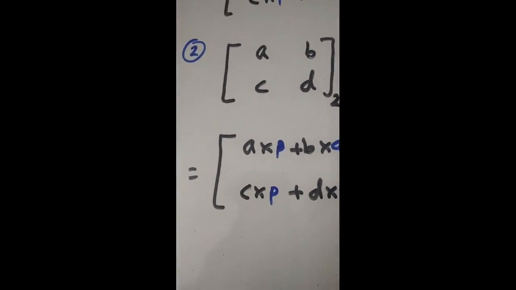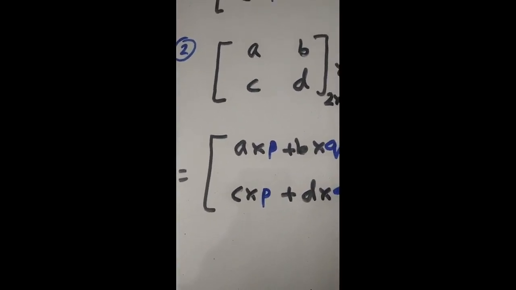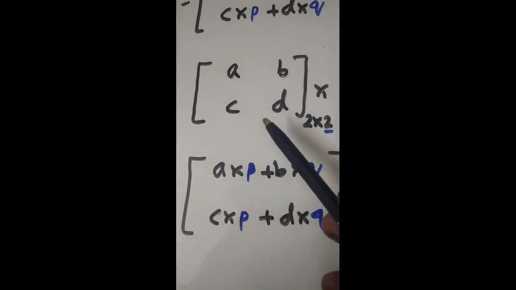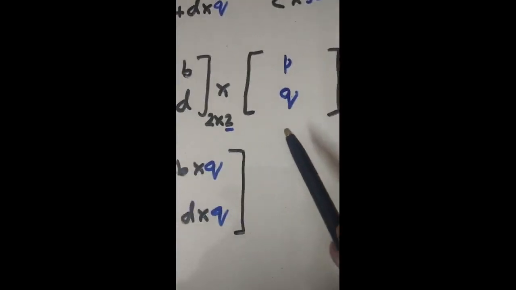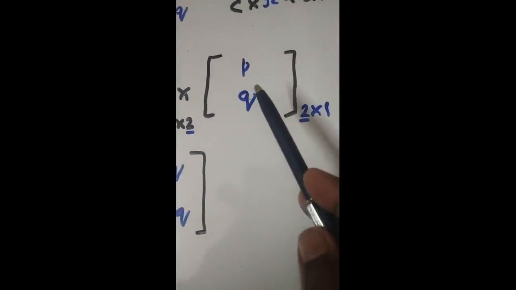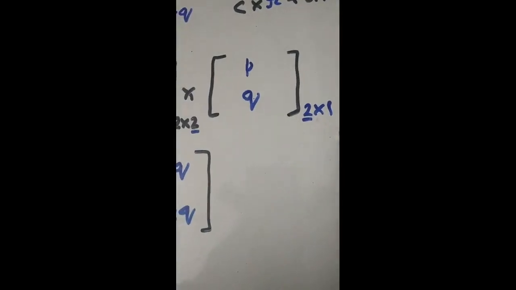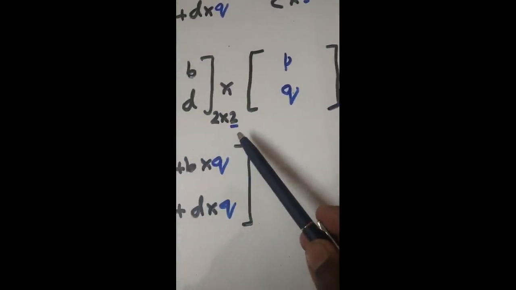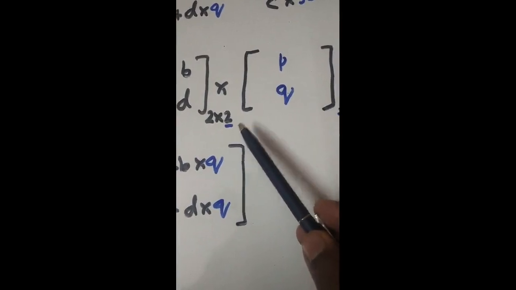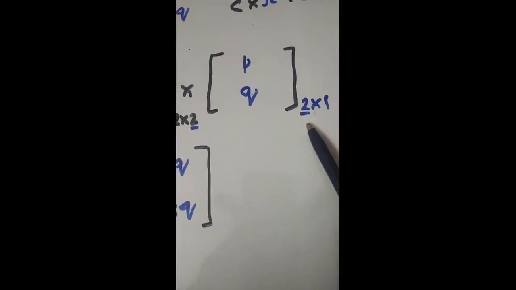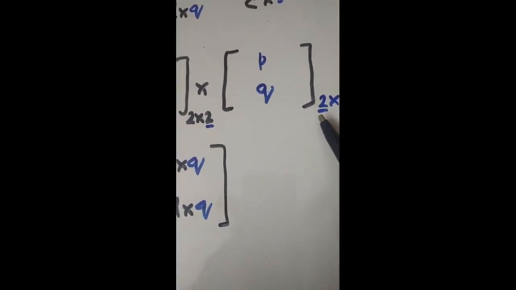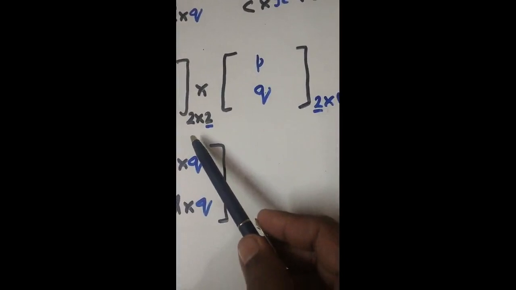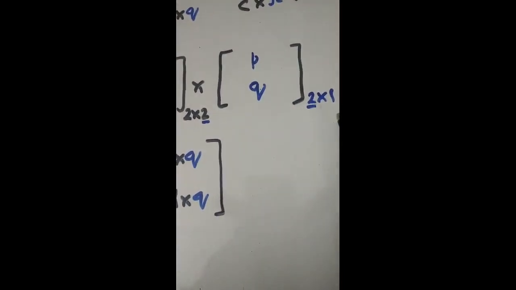Now the second example for multiplication. The first matrix is of the order 2 into 2, which I have written here, and the second matrix is of the order 2 into 1, which I have written here. So you can see that the column of the first matrix is equal to the row of the second, that is why multiplication is possible. And the resultant matrix will have the order 2 into 1.